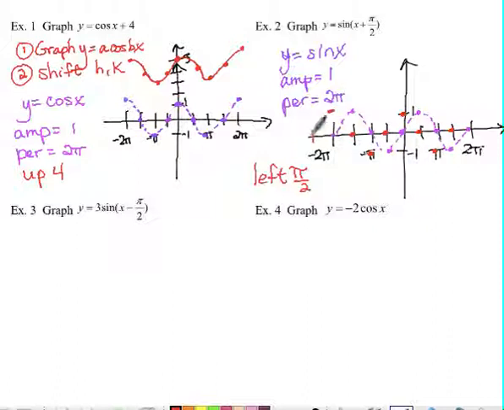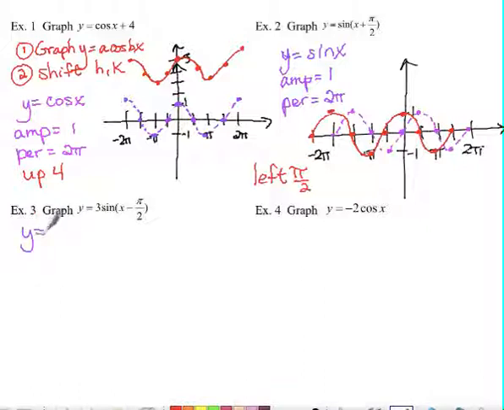So I do need to add 1 more tick mark here, and then this one will be solid. And then it's really neat to look at. You can see the graph has been shifted left pi over 2. Any questions on the first 2 examples? All right, then let's move on to example 3.